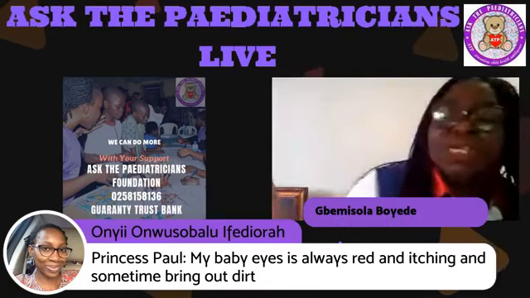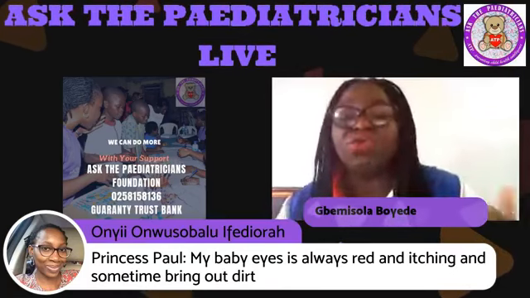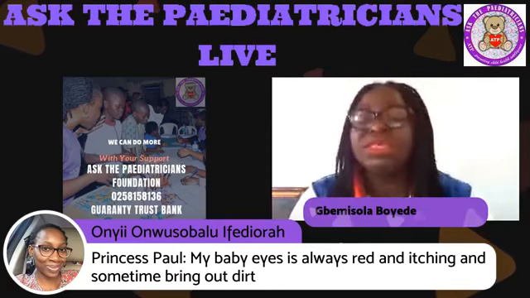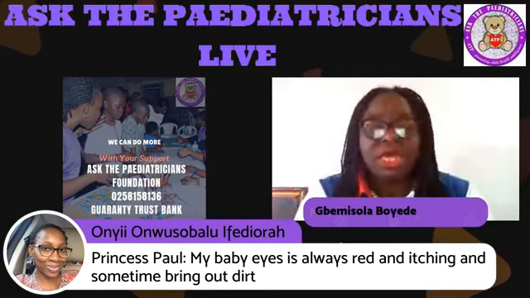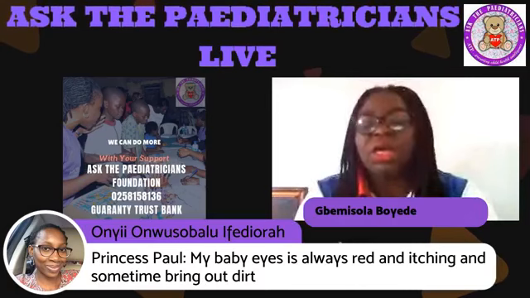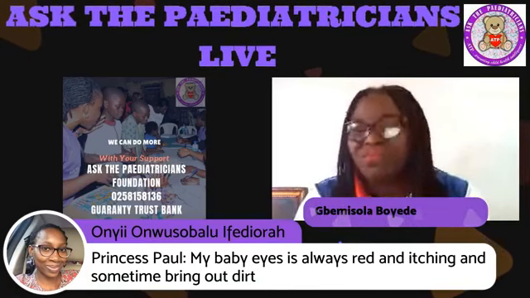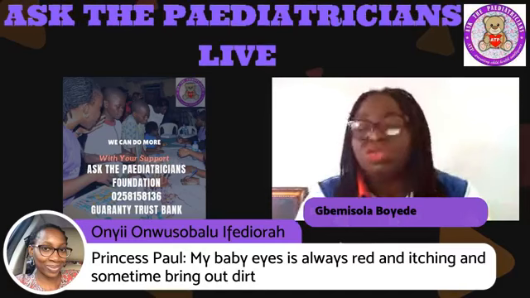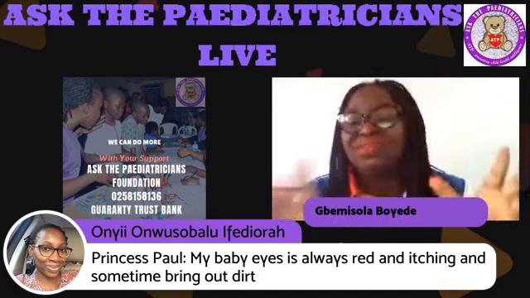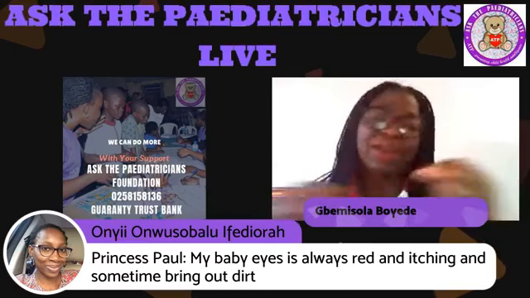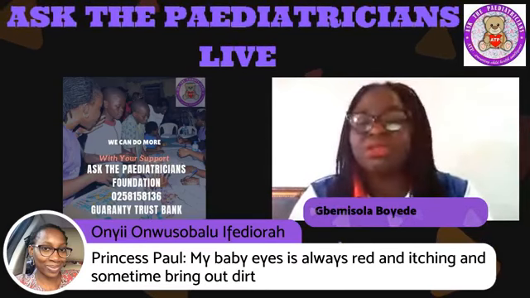There are many things that could make a child's eyes itchy and red. It could be what we call conjunctivitis, and this conjunctivitis could be something like viral or bacterial, or it could also be allergic. So it's difficult to say which one your baby has because there are more questions to ask you.